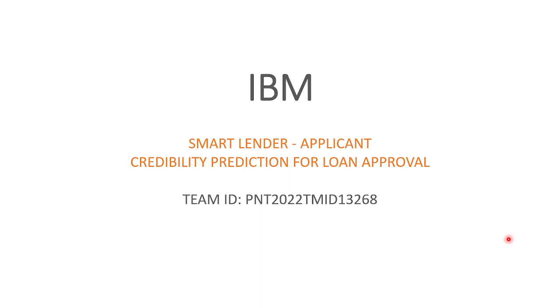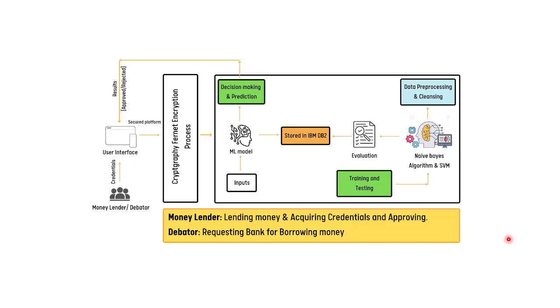First of all, I have to thank IBM for giving us this opportunity for making our project showcased. Our project is Smart Lender Applicant Credibility Prediction for Loan Approval, and our team ID is this. Let me tell you the concept of our project.